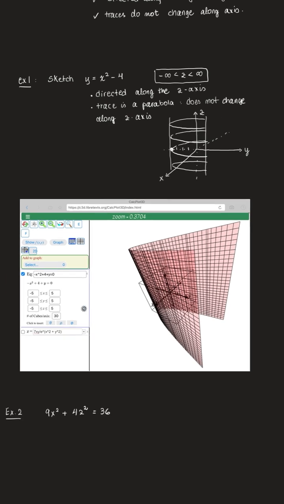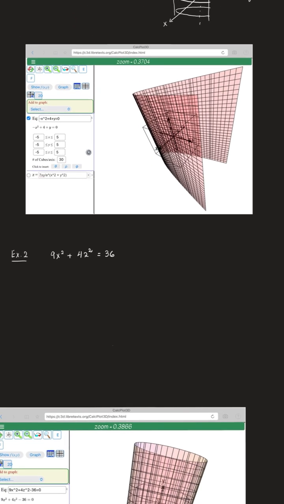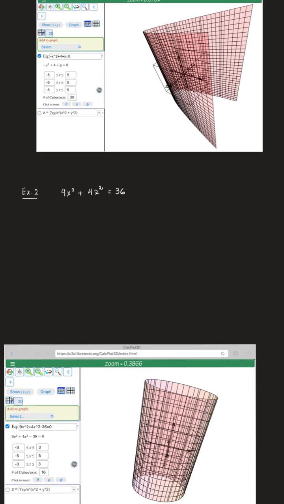Let's take a look at a second example. In the example in number 2 that I have here, we have an equation with two variables in R3. So notice that the missing variable here is y. So that means that this cylinder will run parallel or along the y-axis because that is the missing variable. So y can take on any values from negative infinity to infinity. It's not restricted by the equation.